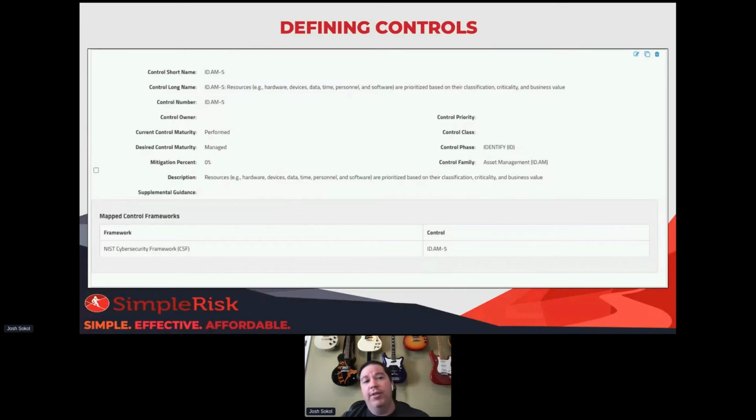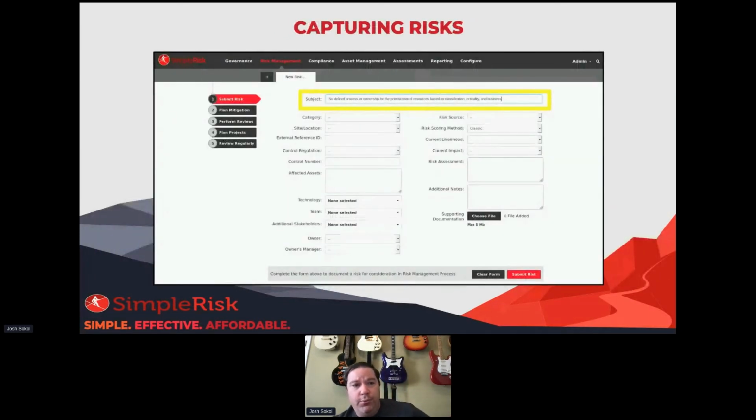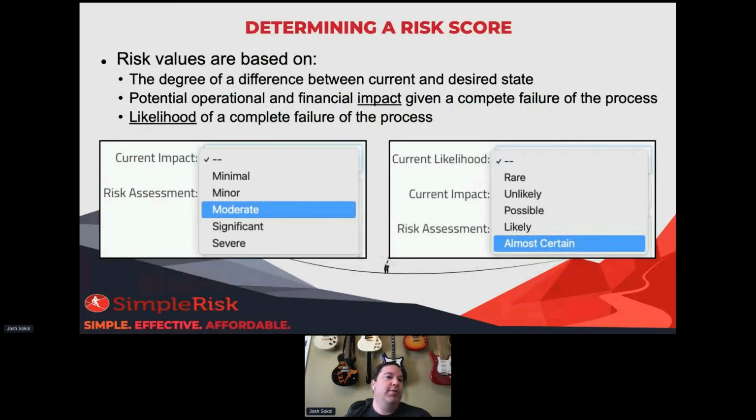So now that we've defined this on the governance side, now we can capture our risk. On the risk side, and that's usually a separate module within the GRC, now we can go ahead and enter that risk. And so I took literally the subject that I gave you before, and I copied and pasted it into my GRC tool. The next piece is to understand that risk values are going to be based on a few things.